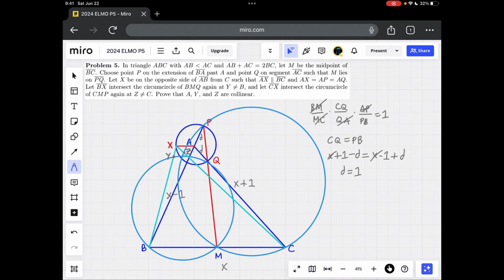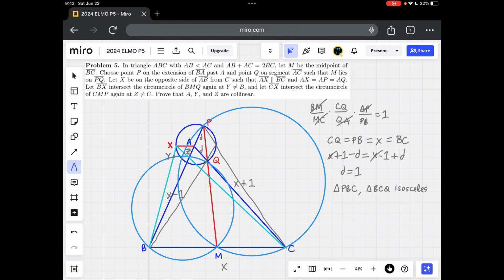And so CQ equals PB equals x plus 1 minus 1, or x minus 1 plus 1, both of which are just equal to x, which is also equal to BC. So we have CQ equals PB equals BC, which implies both triangles PBC and BCQ are isosceles. So let's draw those isosceles triangles: triangle PBC and triangle BCQ.